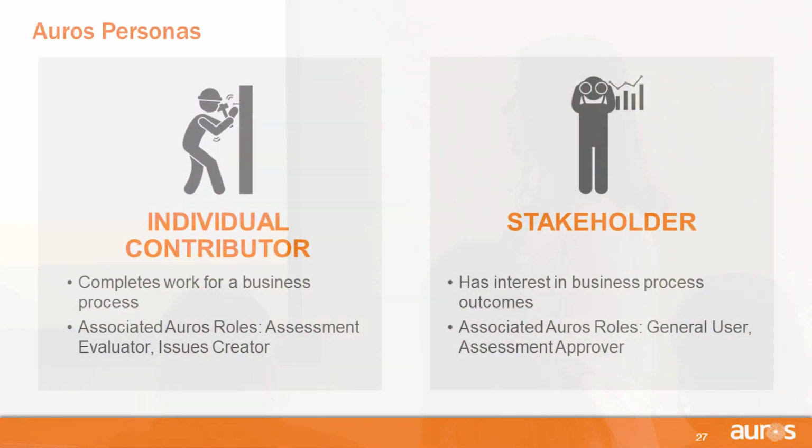There's the individual contributor who completes work for a business process. The associated Auros role is the assessment evaluator or issues creator. And the stakeholder who has interest in business process outcomes, and they're typically a general user or an assessment approver.